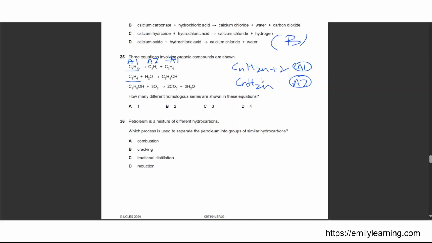Second one, C2H4 is an alkene. Water is not an organic compound. Next, C2H5OH is an alcohol. So now I have three different types of homologous series: alkane, alkene, and alcohol. This again is an alcohol. Then oxygen is not an organic compound, neither is carbon dioxide or water. So in all, I have three different homologous series, and the answer is C. The three homologous series are basically your alkane, alkene, and alcohol.